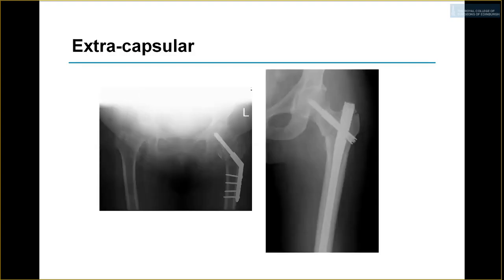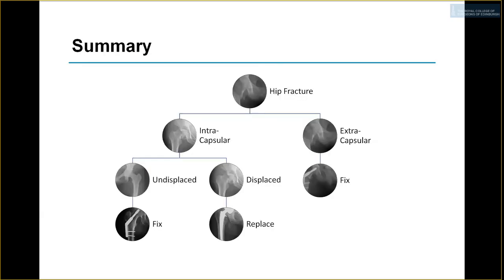If the fracture is extracapsular, we've learned that there is no threat to the blood supply of the head, and hence you can fix those fractures. So the picture on your left hand is the dynamic hip screw, and the one on your right hand is a cephalomedullary device, and there are a variety of these on the market.